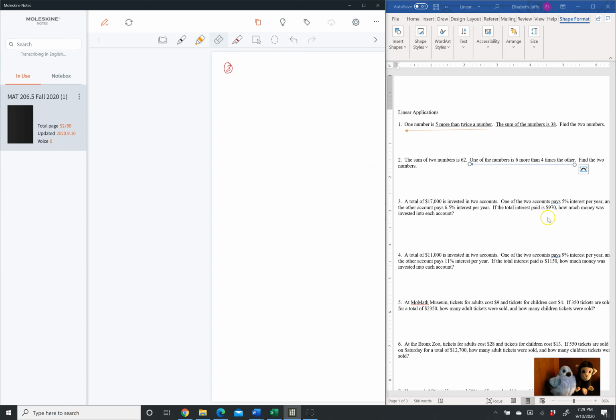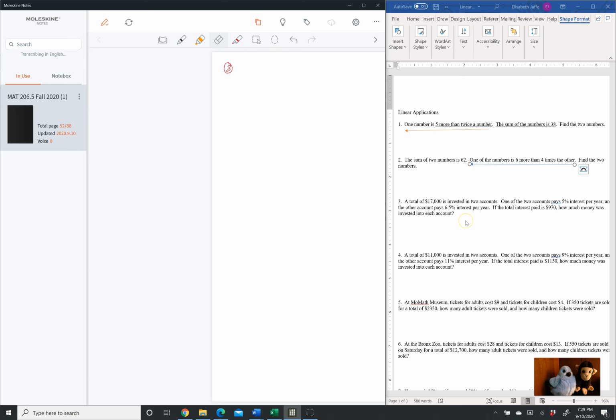So remember what we said. We said that the last part tells you your variables. So this says how much money was invested into each account. So we're going to assign our variables. So again, we can use x and y. You can use something else if you want. So we're going to say let x equal the amount of money in the account with, so with can be abbreviated with the W/, with 5% interest.